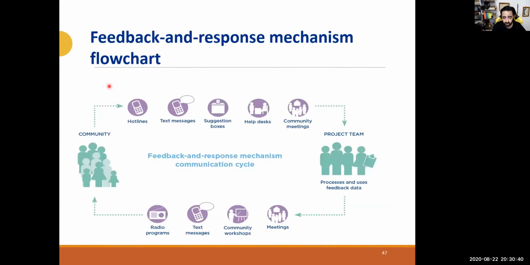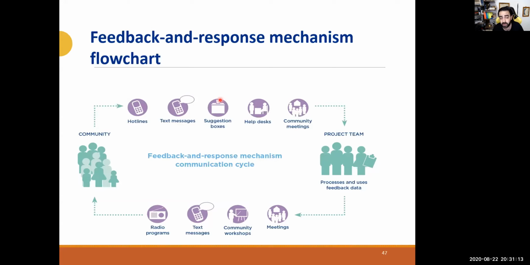I want to show you this one, and we end our lecture. Thank you for I take a lot of your time. So this is the response mechanism, and we'll talk about that in depth. How can the project team hear from people? Hotline, text, suggestion box. A small box, you won't lose anything, where they put suggestions, for your information.